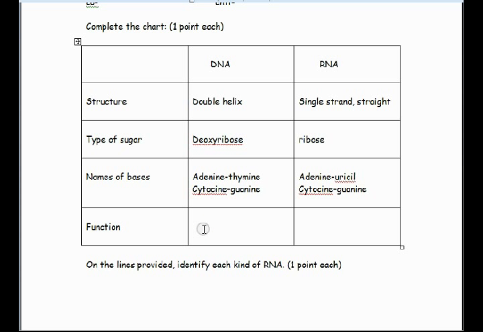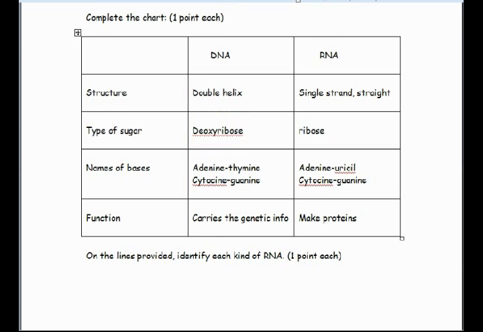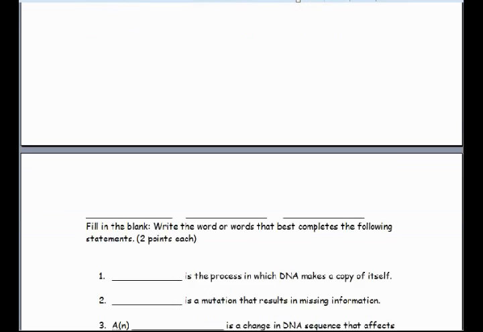Lastly, give the function of DNA. What's the function of DNA? It carries the genetic information. And then the function of RNA is to make protein. You can skip this next section where you have to identify the different types of RNA.